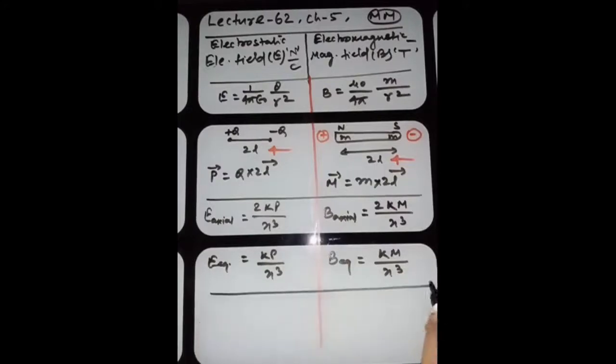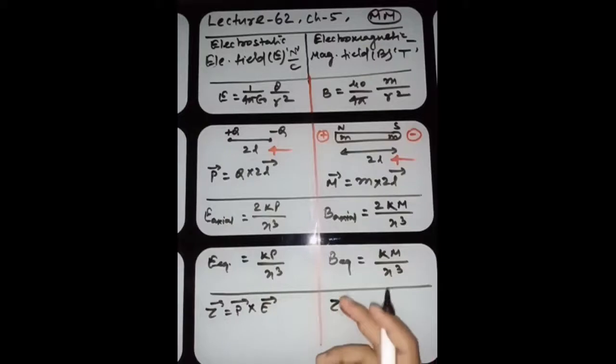Then after that we studied the torque. The torque we have studied, tau equals P cross E. Here, when you place a magnetic dipole, it will experience a torque, where P will be replaced by M and E will be replaced by B.